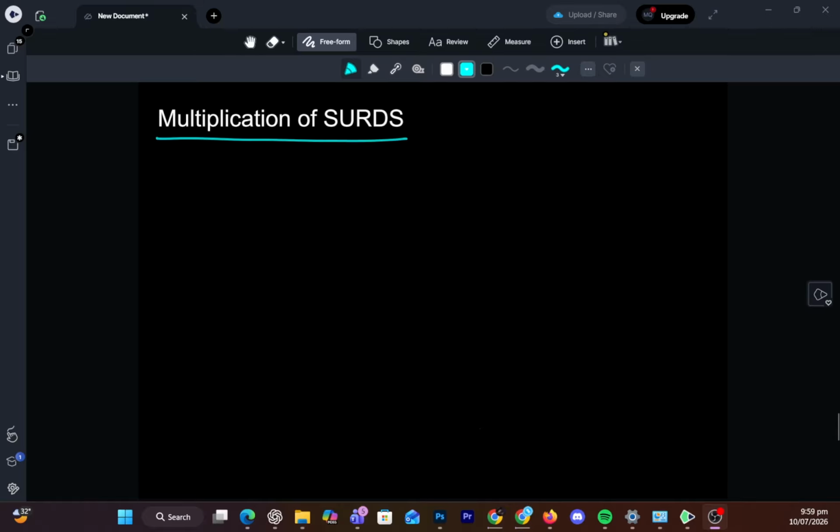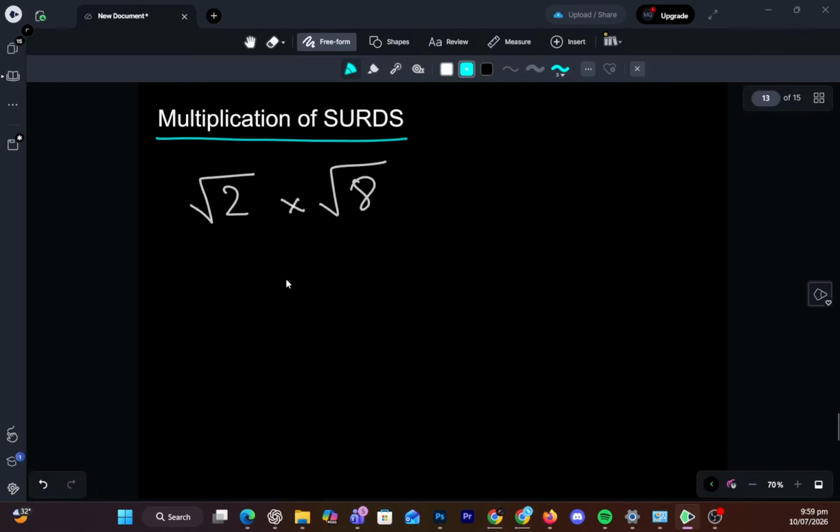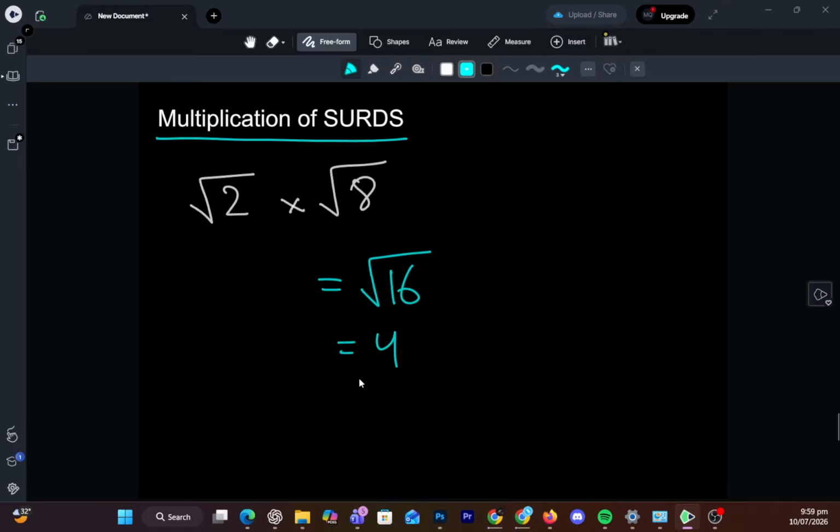Let's look at our first example. Using the rule, under root 2 into under root 8 is equals to 2 into 8 is 16, so under root 16. Now simplify under root 16. Under root 16 equals 4. So the final answer is 4.